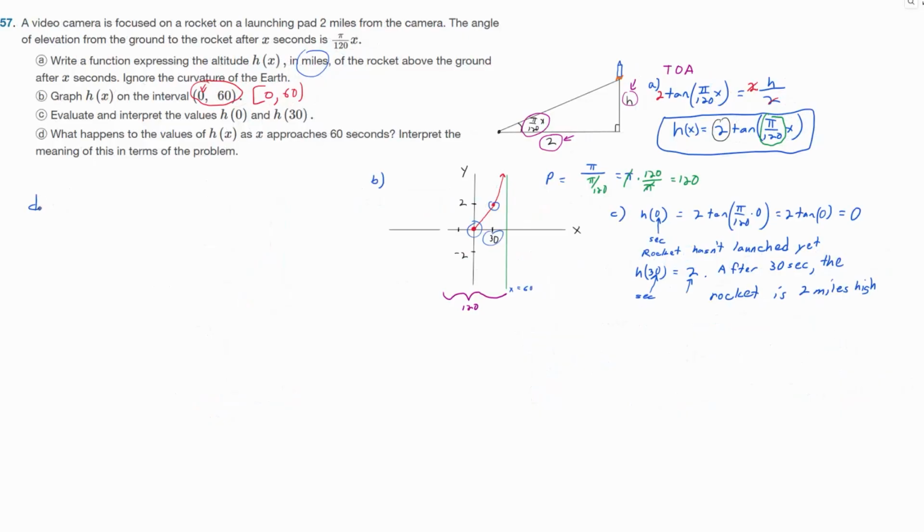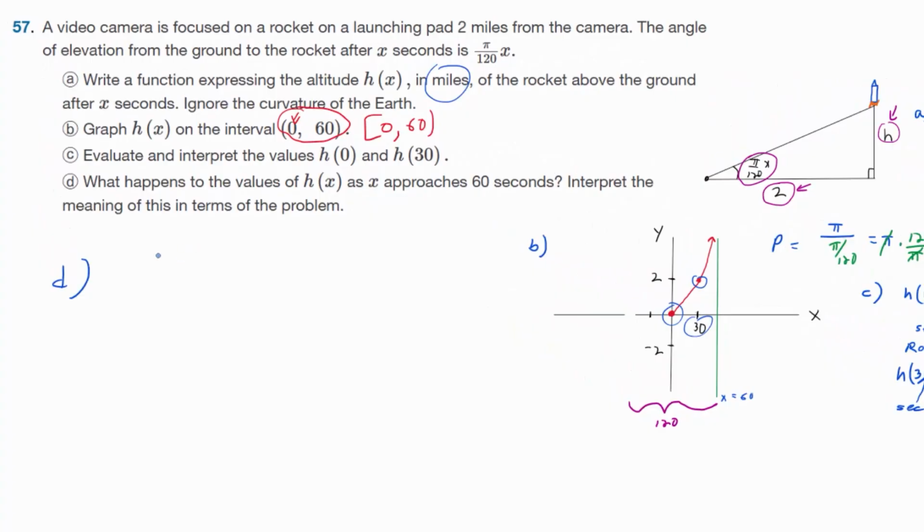And then in the last part, part D, what happens to the values of h of x as x approaches 60 seconds? Well, x equals 60 is the vertical asymptote. What happens graphically is as x gets closer and closer to 60, this graph is going to shoot upwards. The closer x gets to the asymptote, the larger the height of the graph gets. So eventually this model breaks down. It's not going to make any sense because the height of the graph goes to infinity as x goes to 60. And anyway, long before that, it would be out of camera view.